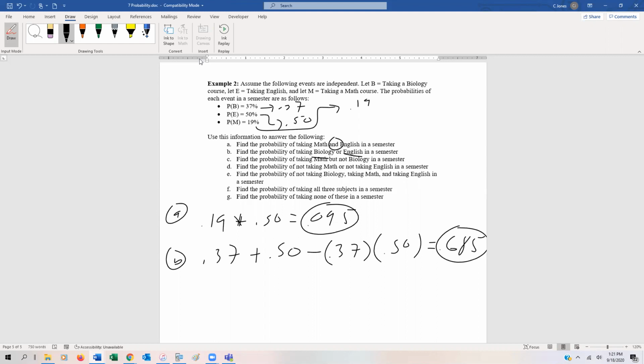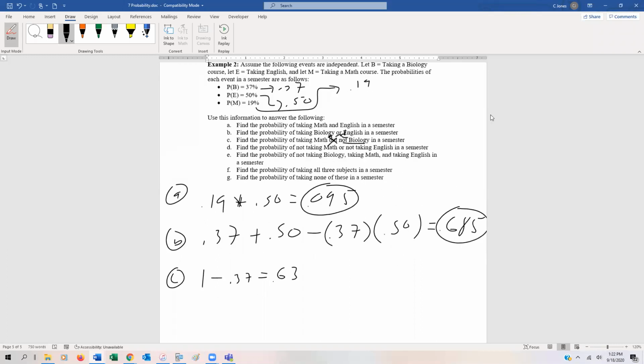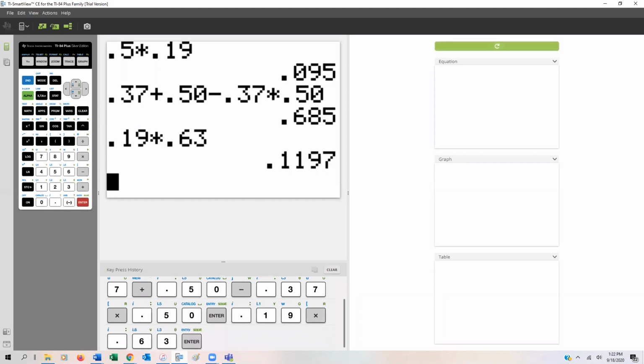Find the probability of taking math but not biology. Whenever we see but, we can just replace that with and. And remember, what we always want to do is find the nots first. So the complement of biology, 1 minus 0.37, is going to be 0.63. Then we can just multiply math and not biology together. The probability of math is 0.19, so in the correct order, we have 0.19 times 0.63. We can just multiply those together, and that's 0.1197.